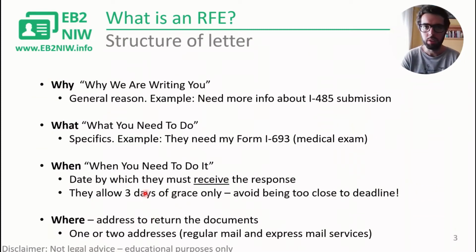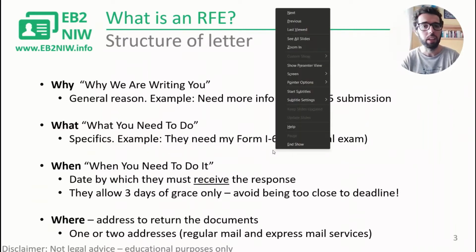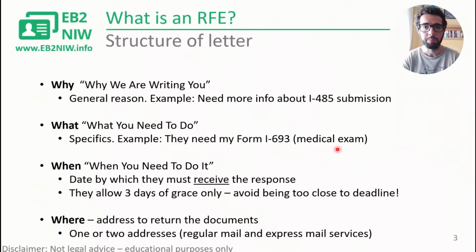And those are these ones, the structure of the letter. You will see a why section, why we are writing you. That's the general reason, a very generic reason. For example, in the previous letter that I showed, they need more information about the adjustment of status petition, the I-485. No detail, just generic. Then they have a what you need to do. That's the specifics. For example, they need my form I-693, the medical exam form, to continue the process.